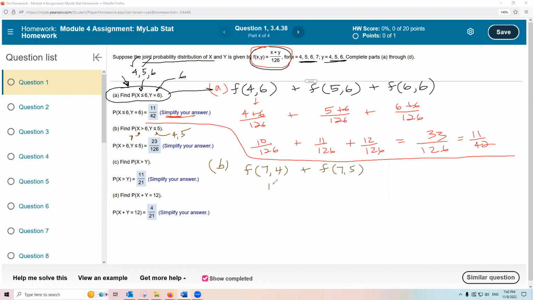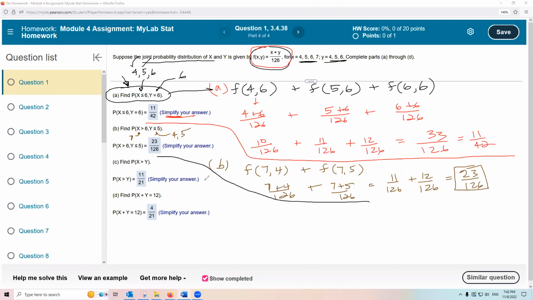This is 11. Oh, wait, let's add it. 7 plus 4 over 126. And this is 7 plus 5 over 126. So we have 11 over 126 plus 12 over 126. So that's 23 over 126. And I don't think that can be simplified. So I think that's the answer on that one. All right, let's go to part C.